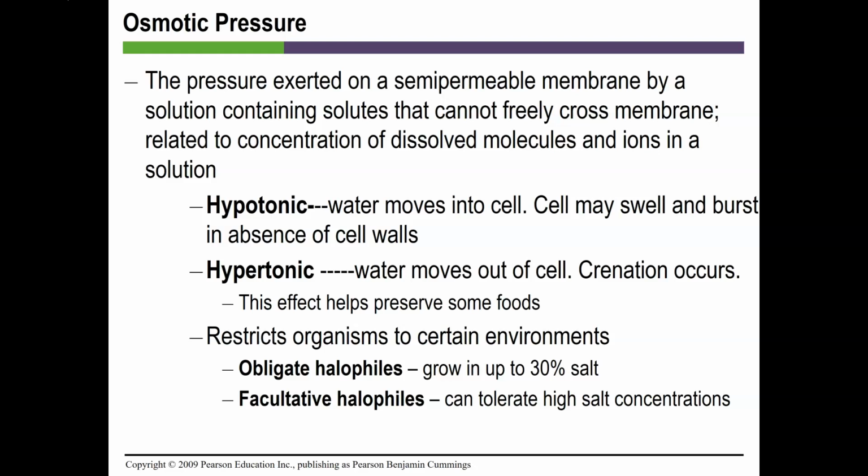There are types of microorganisms that like very high osmotic pressure environments. Obligate halophiles like salty environments, and they'll grow well up to 30% salt, whereas facultative halophiles will at least tolerate high salt. If you put a facultative halophile in a very high salty environment, they won't die. They might not thrive, but they'll survive.